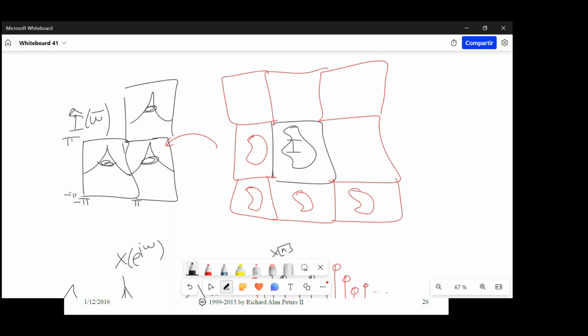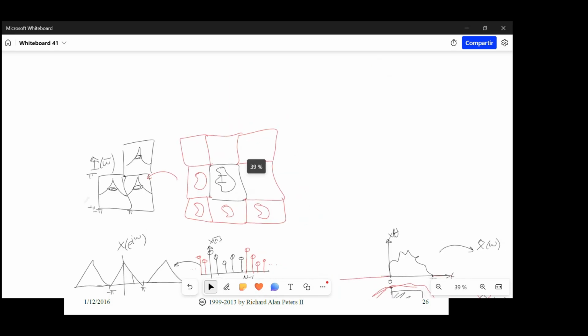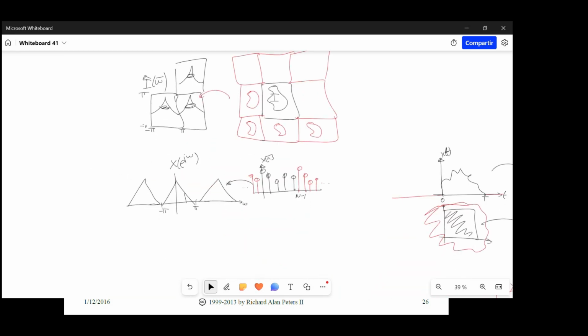So the Fourier transform, it is the same concept as in one dimension. In one dimension, if you have a discrete signal, you periodize it, and then your Fourier transform is periodic with period 2 pi. Here it is the same with period 2 pi, but now it is two-dimensional.